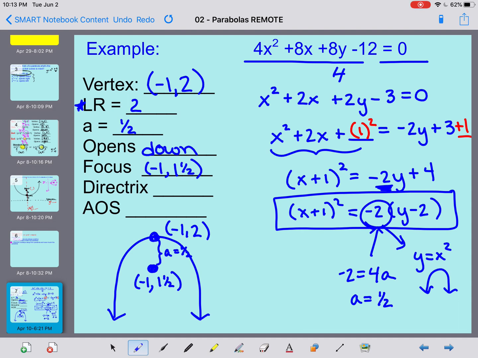Ugh, I wish I had. Can I move everything? No. All right, sorry guys, it's going to look a little sloppy for a second.